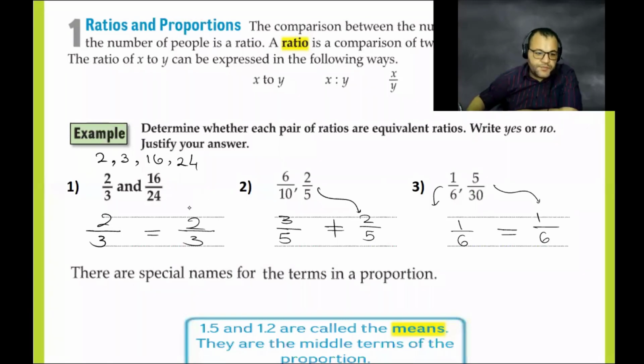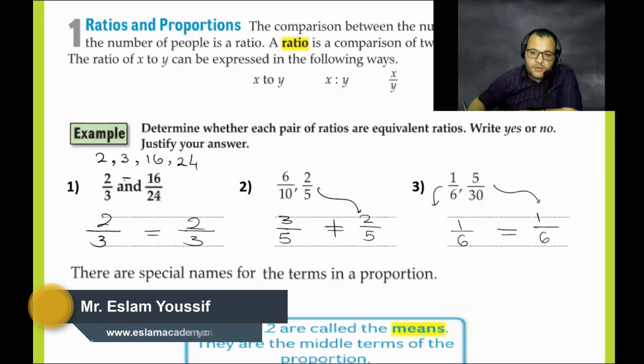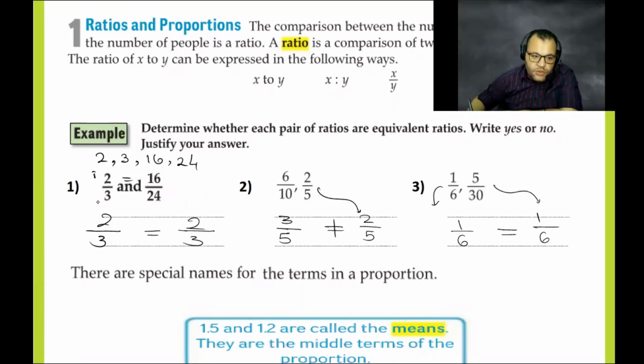Again, for this one, look at how I write this. We said that 2 over 3 and 16 over 24 are equal. Is that right? They are equal, equivalent ratios. So we can say that 2, 3, 16, and 24 are equivalent ratios. Number 1, I will start from the left.